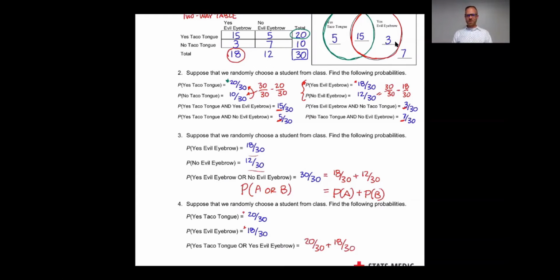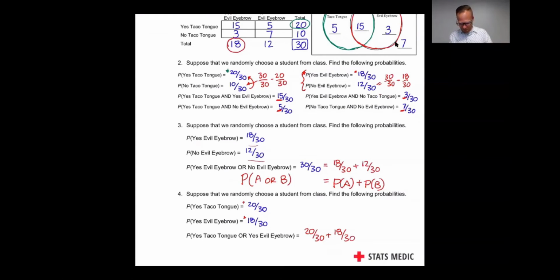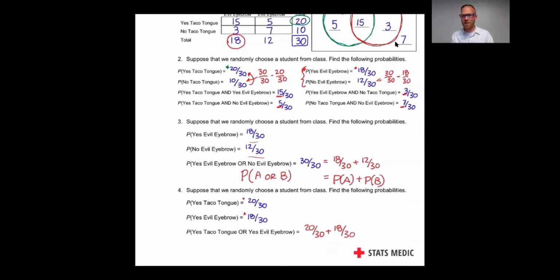Now, very quickly, you're going to realize that this presents a problem here, because we're going to end up with 38 out of 30. And we know that you can't have a probability greater than 1. And so this formula that we were using for number 3 doesn't seem to be working here. And maybe we can figure out why.